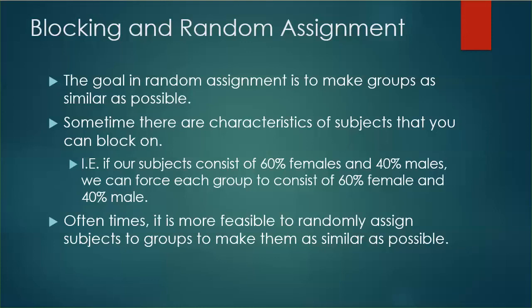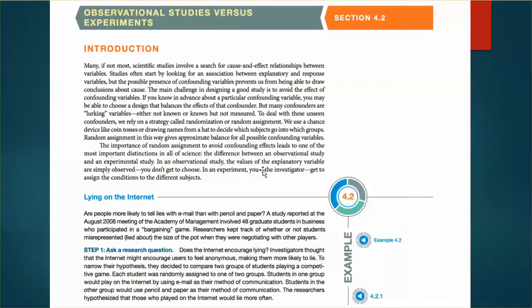If you're reading through the book, I want to just point out a few things that were in the book that weren't in the example we talked about here. The book has a problem about whether people will lie on the internet or not. So are you more likely to tell a lie through email than with pencil and paper? This is an interesting question, because maybe you've seen people on the internet say things that they wouldn't say to your face. Well, why is there a difference between how you behave on the internet and how you behave in the real world? So they wanted to study this.